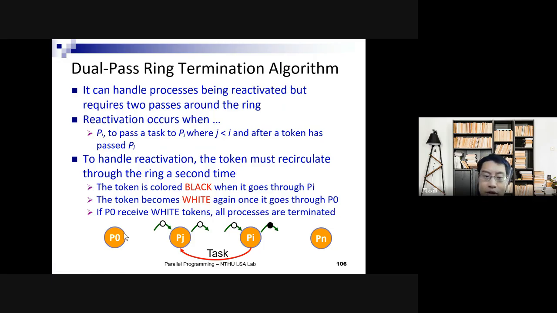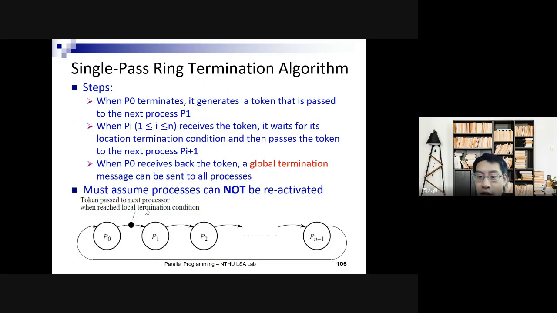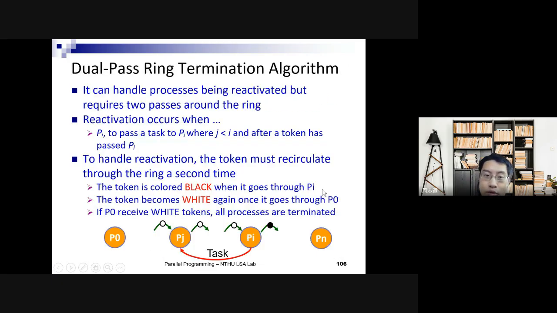So the idea is that the single pass ring is correct if there is no reactivation. The dual ring tries to solve that by determining what possible actions can trigger reactivation, and it tries to avoid reactivation occurring, for a valid ring pass procedure.